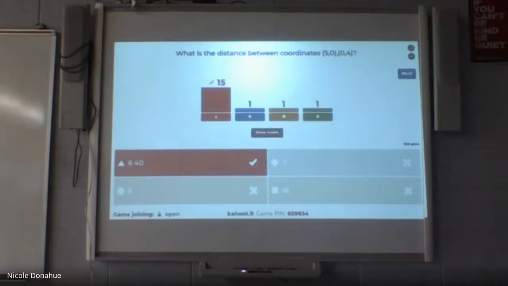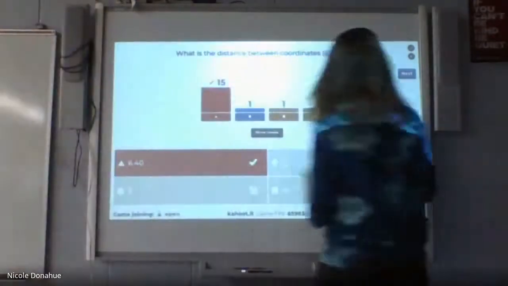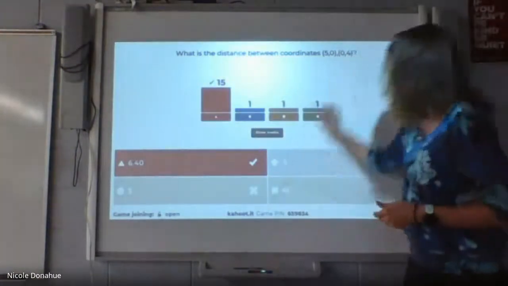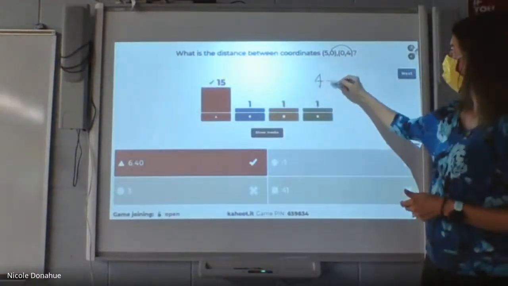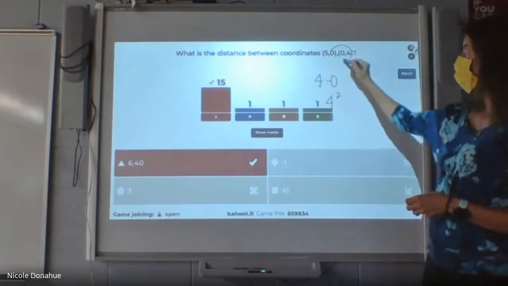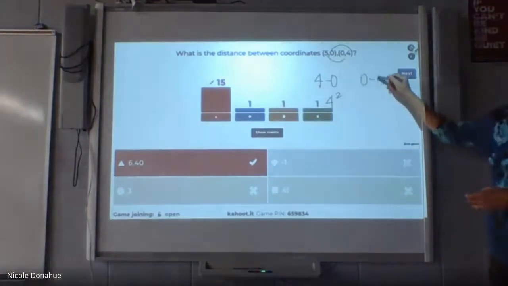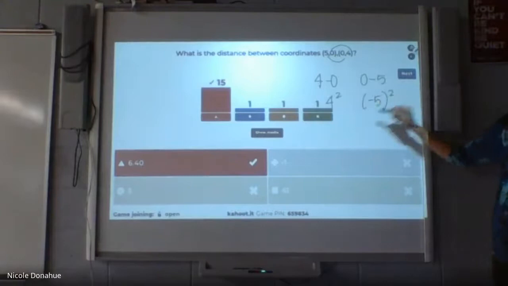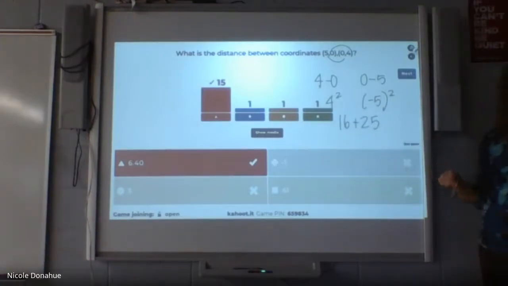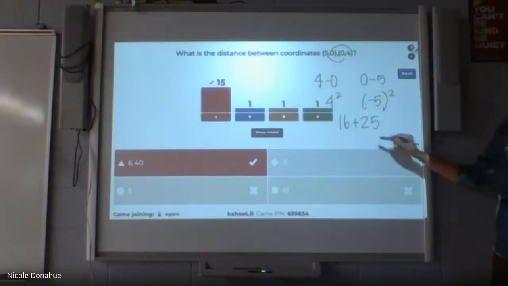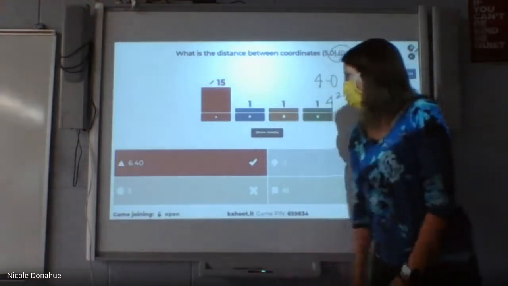All right, so almost perfect, but not quite. Two people everywhere here. So we do 4 minus 0. It's just 4 squared. 0 minus 5 is negative 5 squared. So 16 and 25, remember, becomes positive when you square it. So that's how we get, what is that? 41? So we do the square root of 41, which gives us our 6.4.